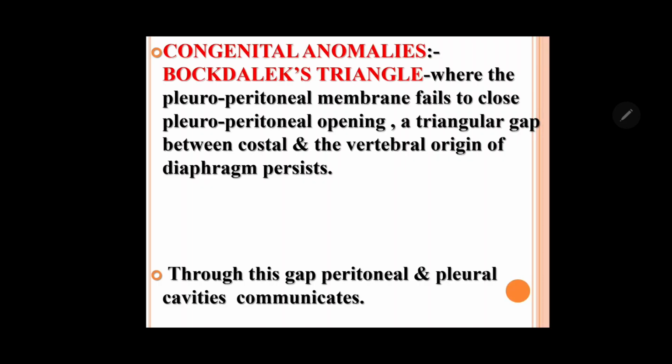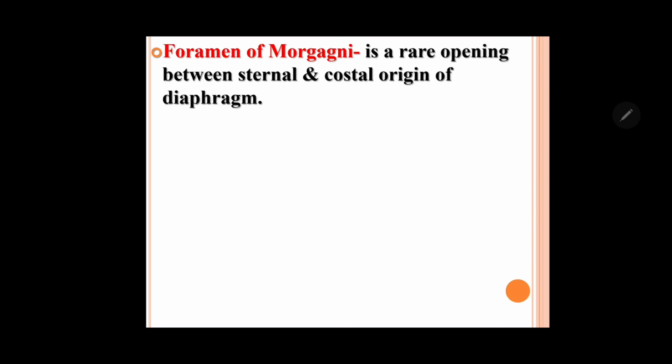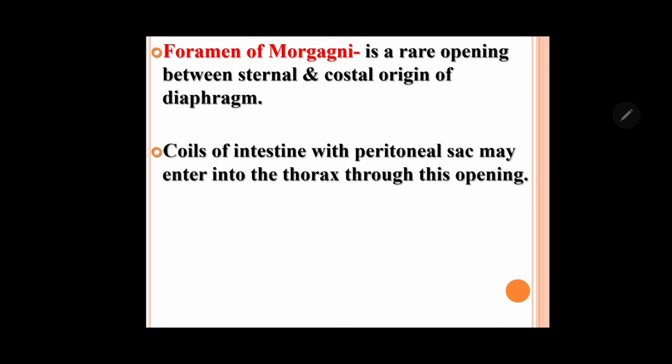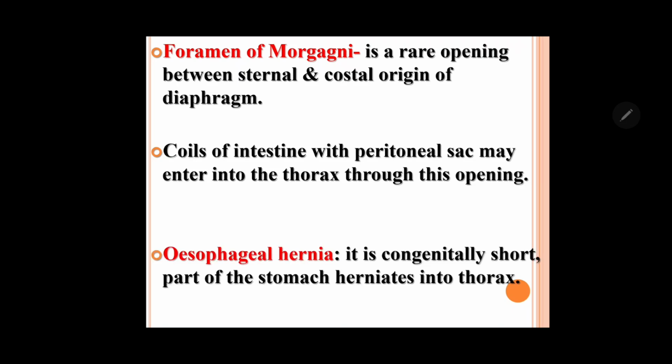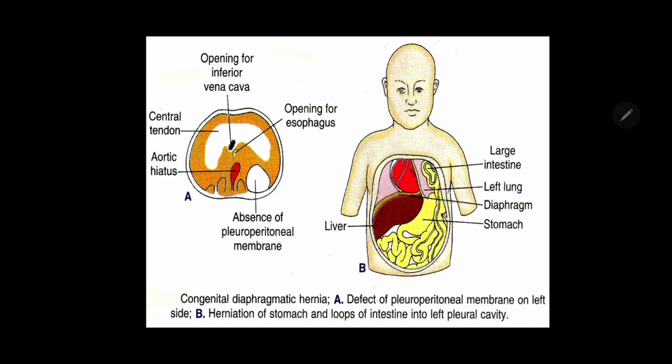But sometimes the pleuroperitoneal membrane fails to close the pleuroperitoneal opening, resulting in a triangular gap between the costal and vertebral origins of the diaphragm, that is in the posterior part. And through this gap, there is a herniation and there's a communication between the peritoneal and pleural cavities and cause diaphragmatic hernia. Foramen of Morgagni, that is an enlarged Larrey's space. Usually there is a normal space between the sternal and costal origin of the diaphragm, and sometimes the coils of intestine with peritoneal sac may enter into thorax through this opening.